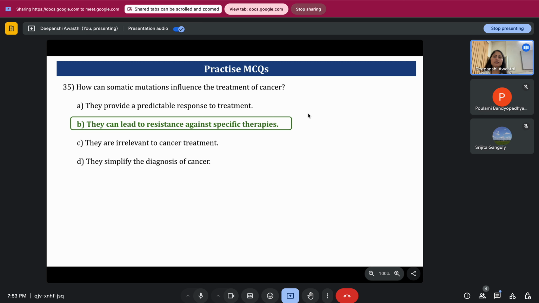And one other thing I want to add is that there are multiple mutations, so to identify which mutation is linked to a cancer is very difficult. That's why they lead to resistance against specific therapies, and specific therapies might not act in the way in which we expect them to work. So in that way, they influence the treatment of cancer.